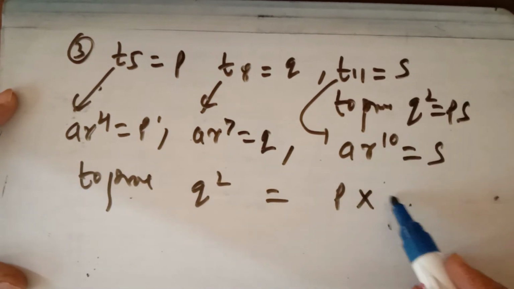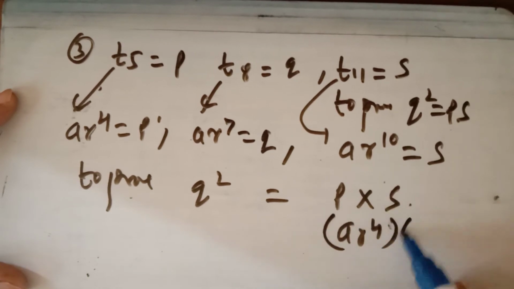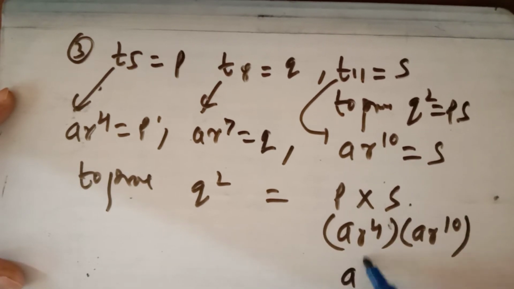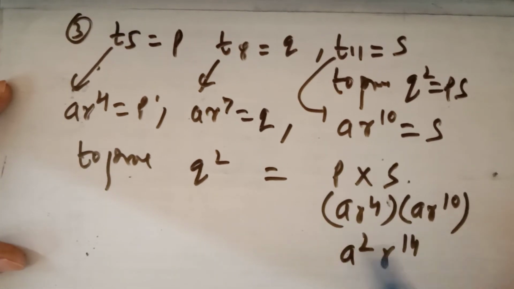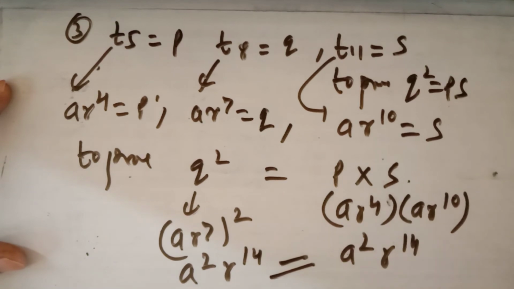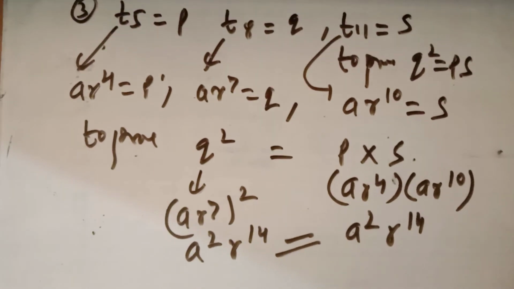So what is the value of P? P is given as AR raised to power 3. The value of S is given as AR raised to power 10. And P into S will be A square R raised to power 13, which is equal to the right hand side. And what is the value of Q? It is AR raised to power 7 whole square. So A square R raised to power 14 is obtained, so they are equal to each other. So it is a very, very simple question which we have to do in question number 3. See it carefully.